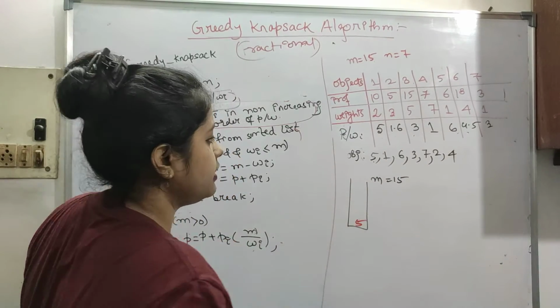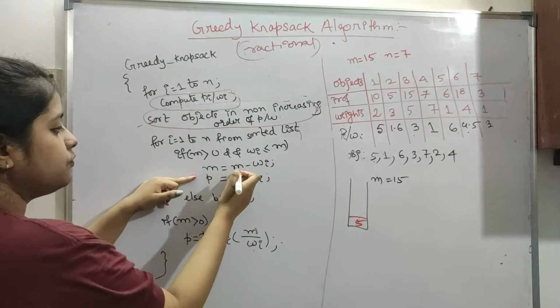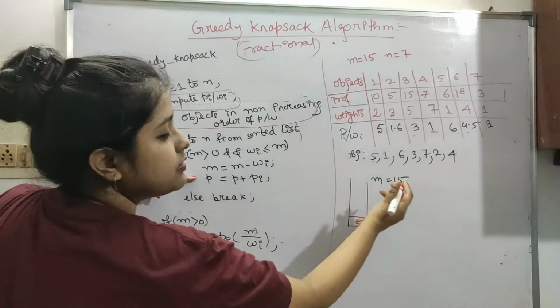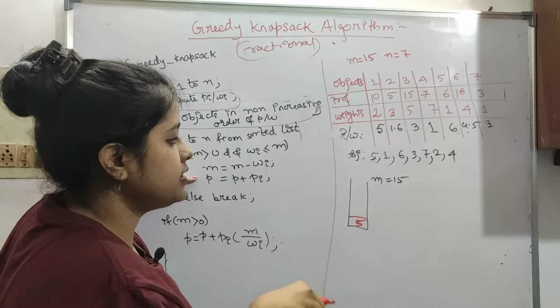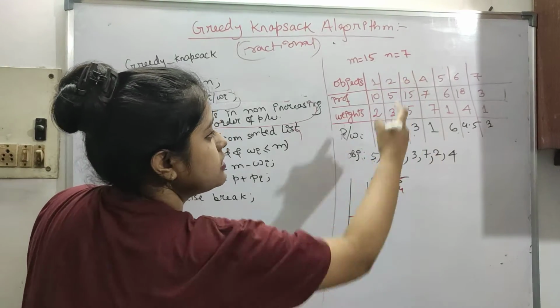Object 5 is put here. Okay. So now object 5 is put here. Now we have to see. We have to take the minus. We have put something in our knapsack, so now we have to decrease the weight. The weight is decreased by 1 because its weight was 1.